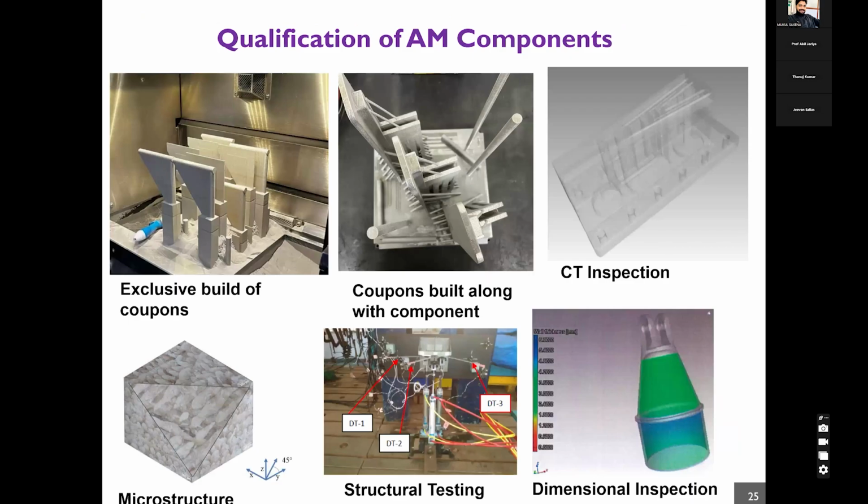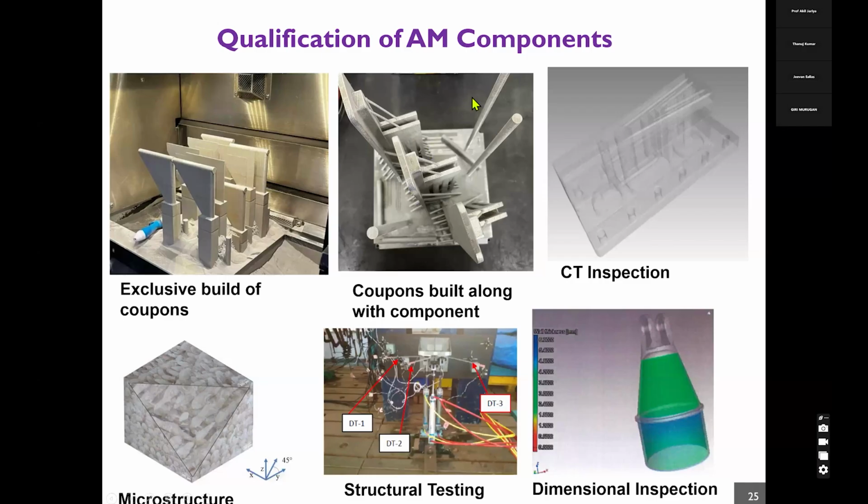So here in this slide, you can see the exclusive build of coupons that are made in different directions. This is called Z, this is in X, and this is at 45 degrees. Along with that, we have small coupons printed for evaluating the Young's modulus. We have coupons printed for evaluating the hardness, the microstructure, and also the chemical composition.